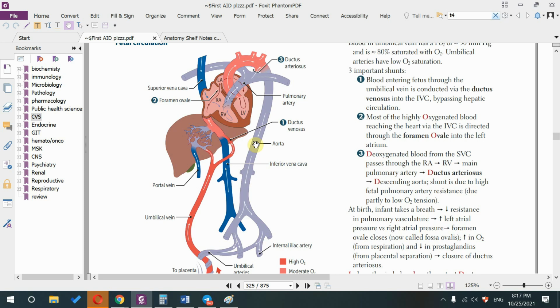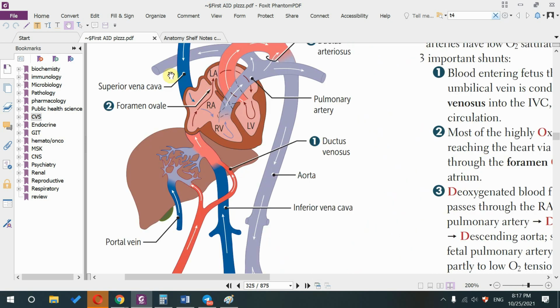Okay, I got it. So it comes from the umbilical vein and then it goes to supply the brain and all of that stuff. And it comes from the inferior vena cava. All of the inferior vena cava system bypasses through the foramen ovale. Know that. Inferior vena cava, all of the blood goes through the foramen ovale.